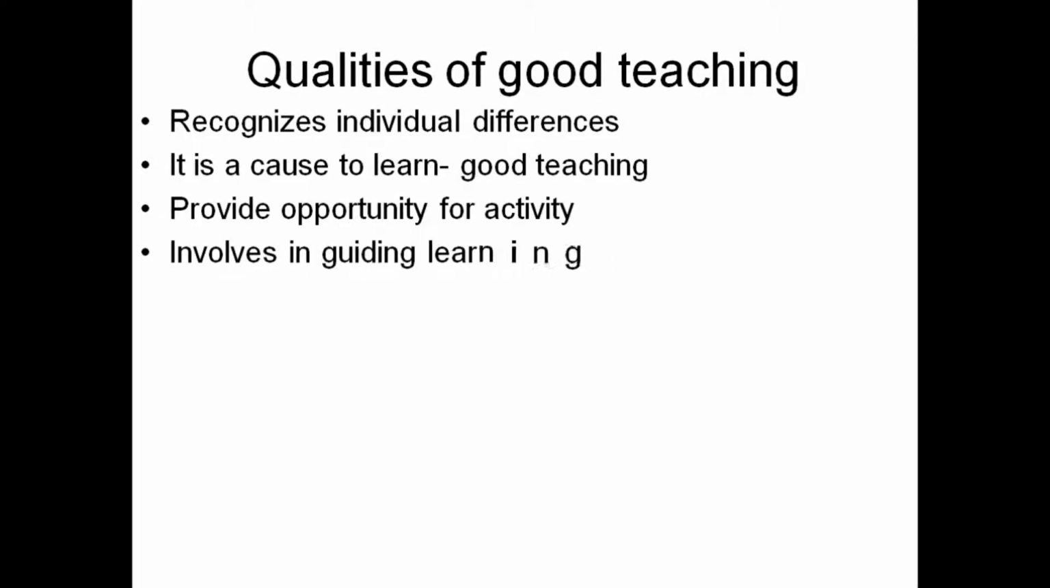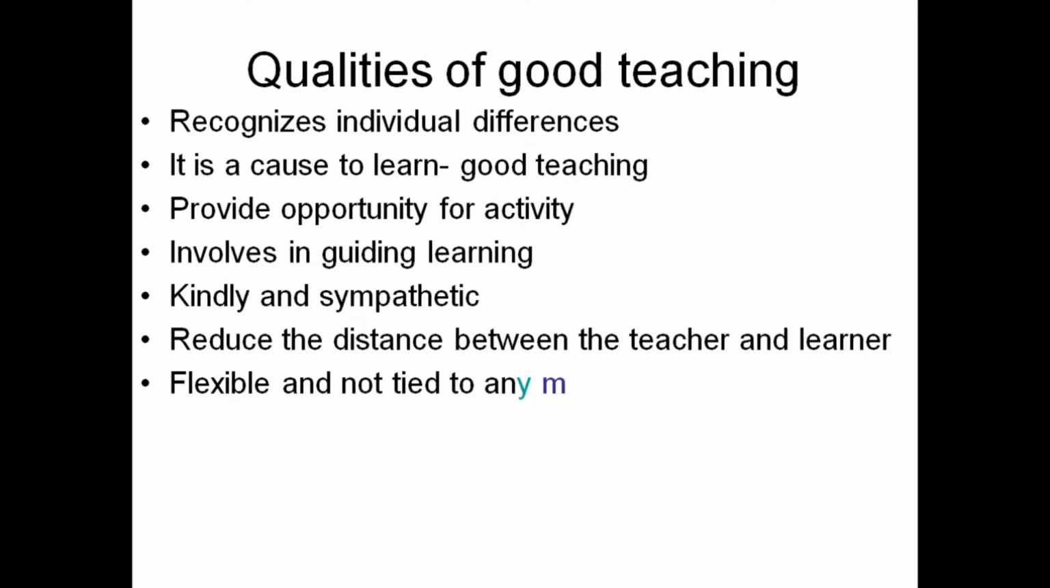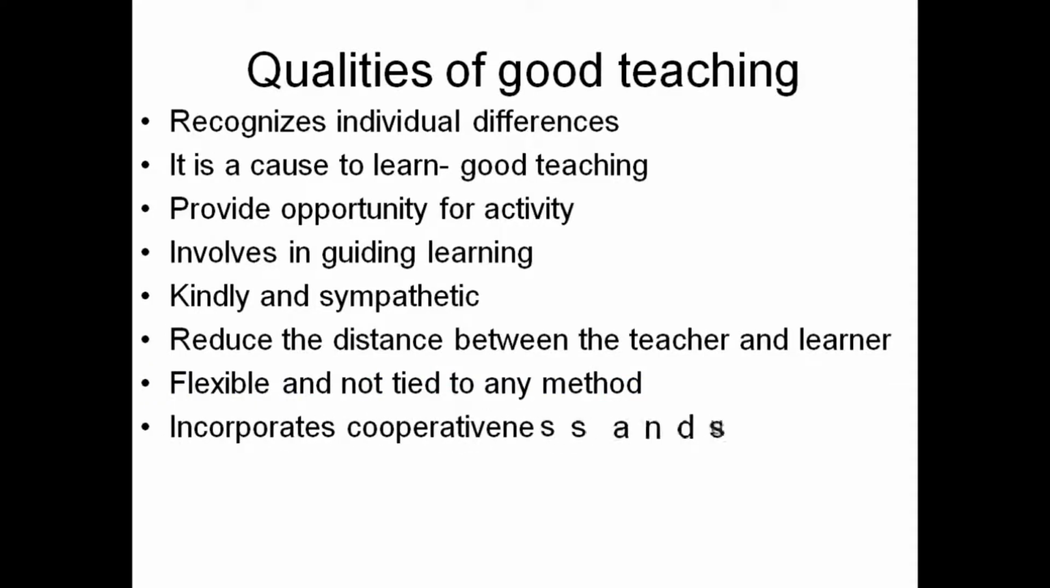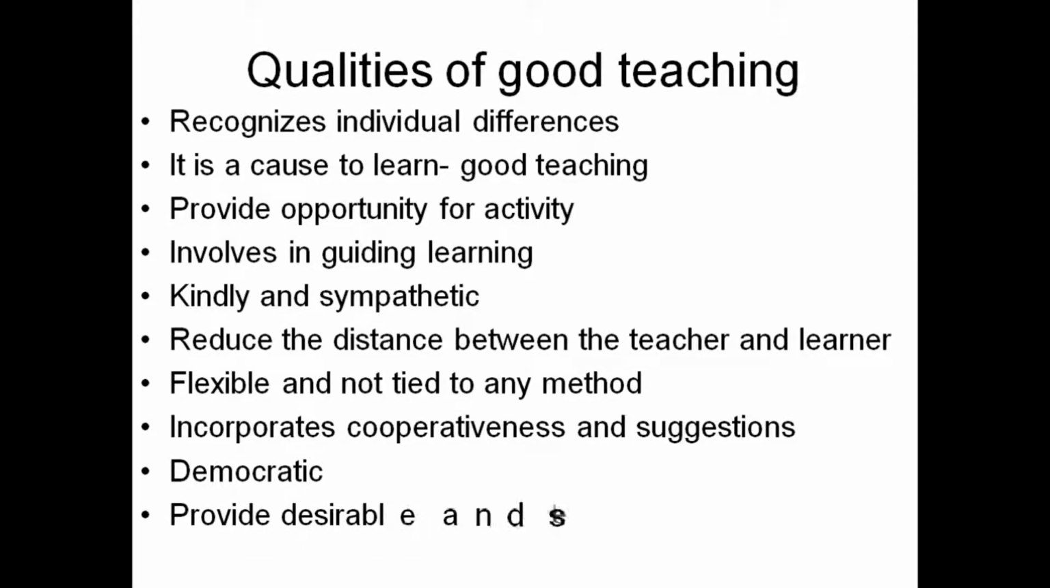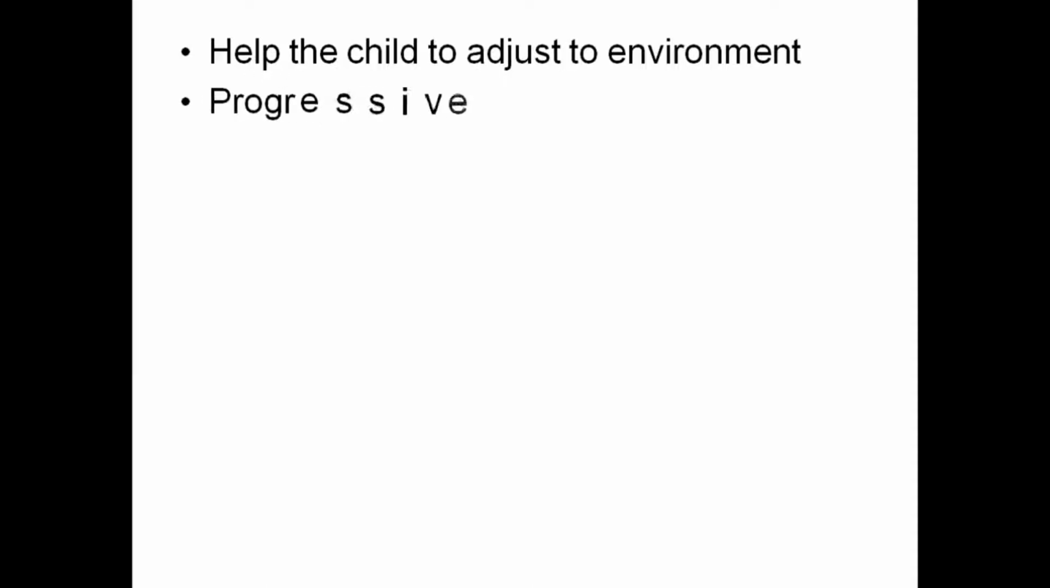Provide opportunity for activity. Involves guiding learning. Kindly and sympathetic. Reduce the distance between teacher and learner. Flexible and not tied to any particular method. Incorporate cooperativeness and suggestions. Democratic. Provide desirable and selective information. Helps the child to adjust to the environment.